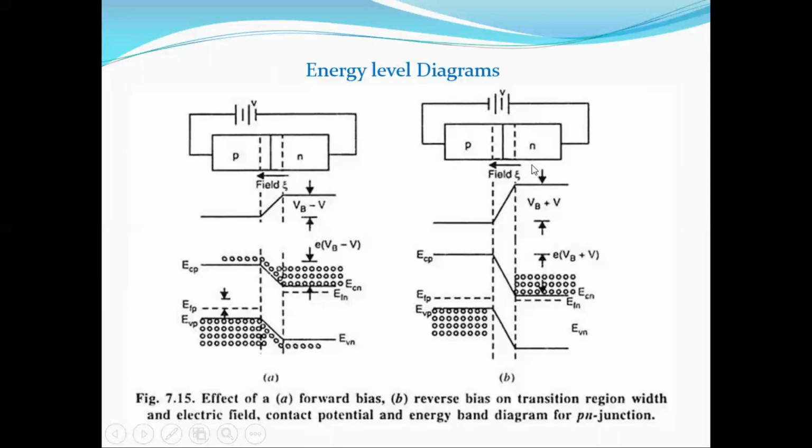Now we can see here the reverse bias condition energy level diagram. As both of them are in the same direction, the potential is given by VB plus V. So here you can see the barrier potential is increasing. There will be no flow of electrons and holes from one region to the other region. Actually, no current flows.